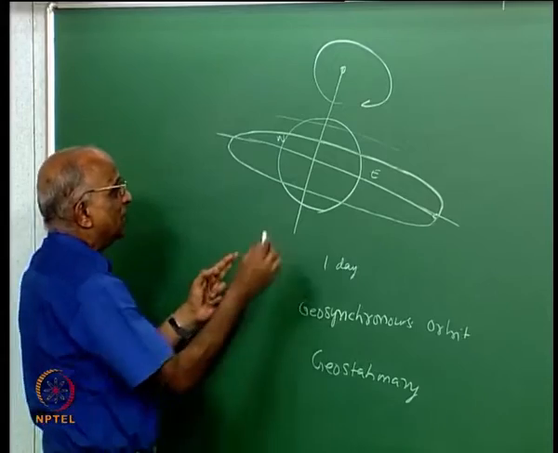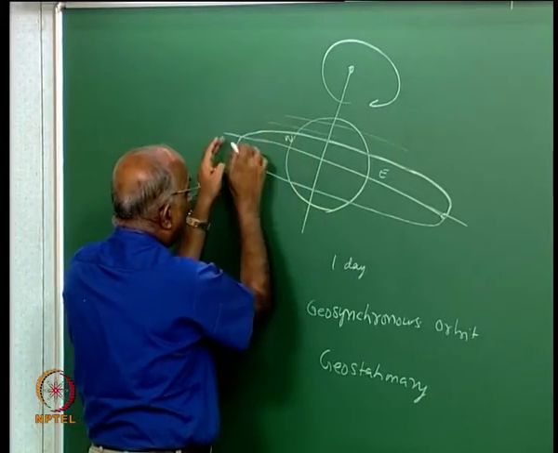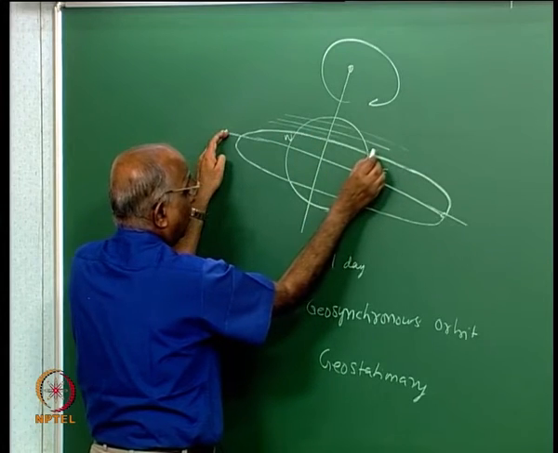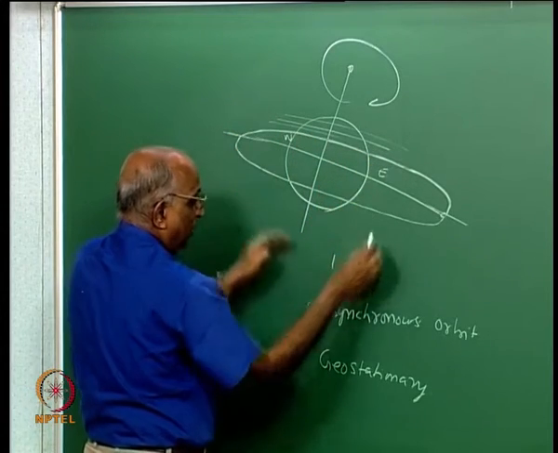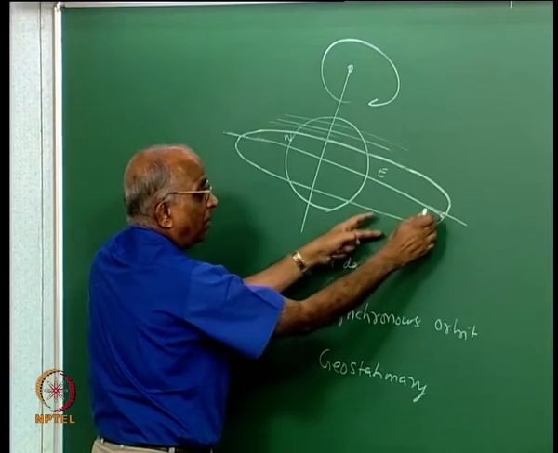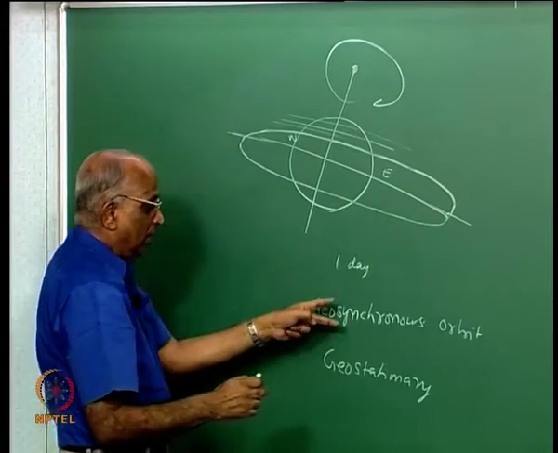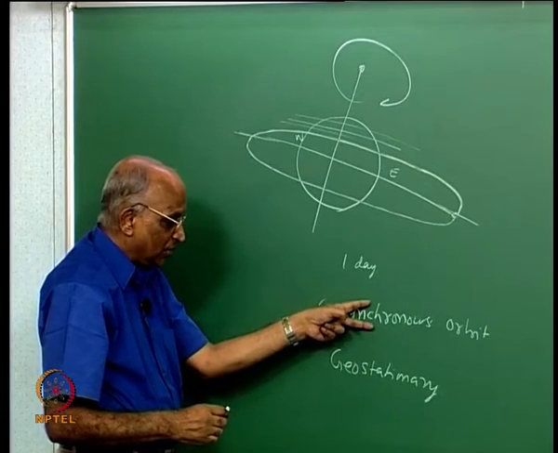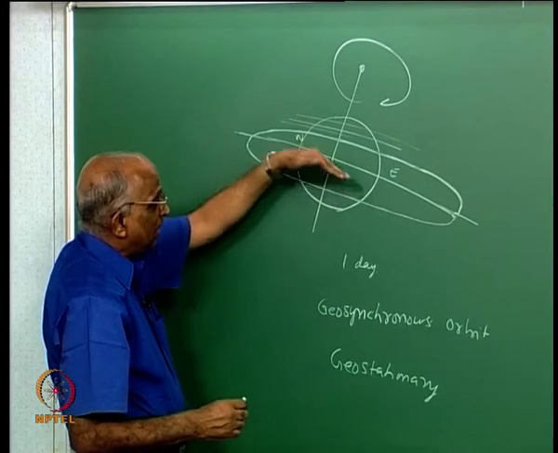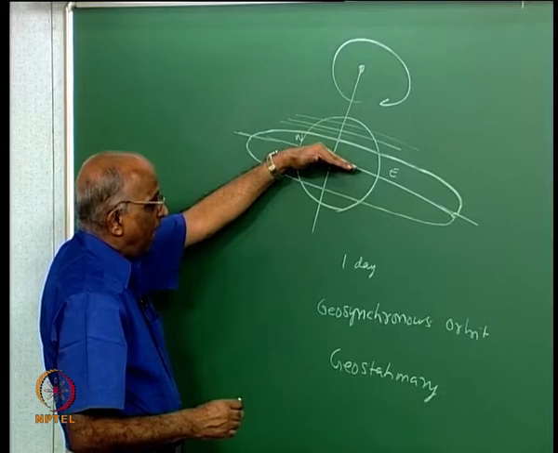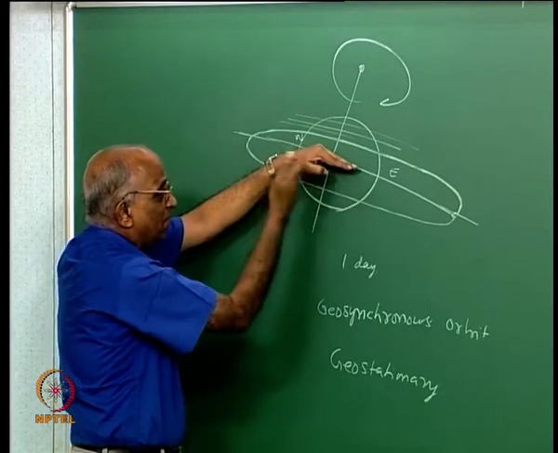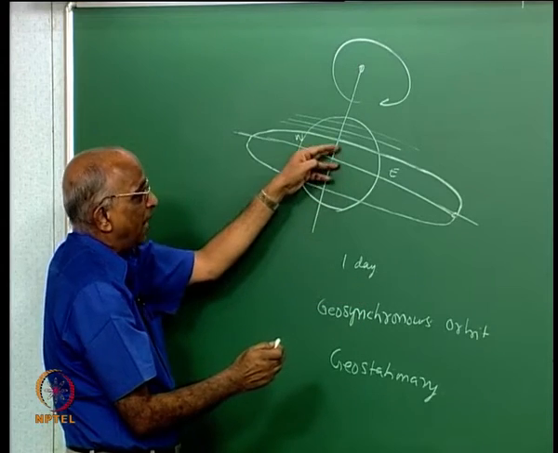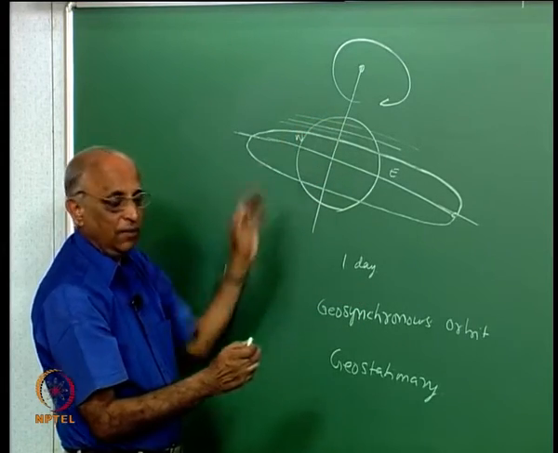But if by chance the orbit is not along the equatorial plane, but it is in some other latitude or some other plane, we call it simply geosynchronous but not geostationary. Therefore, the distinction between geostationary and geosynchronous is that geostationary is in the equatorial plane having a rotational period same as the rotational period of the earth, whereas geosynchronous could be in any other plane.